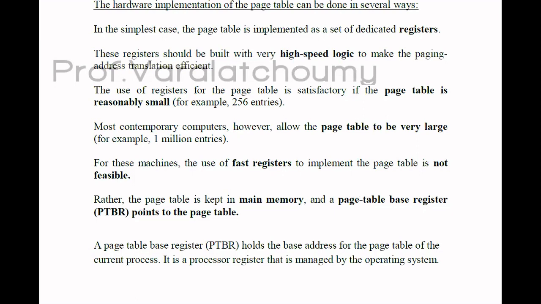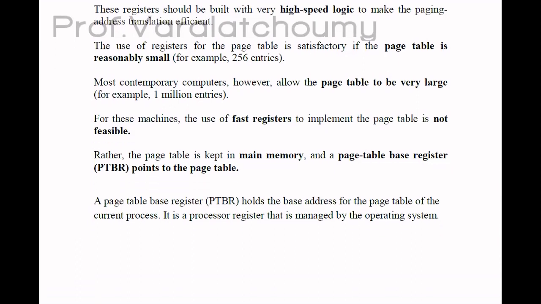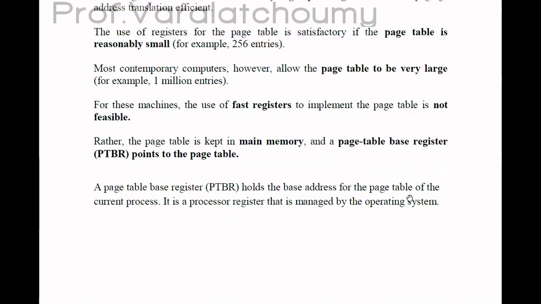Rather than storing the page table in registers or different components, we store the page table itself in the main memory, and we maintain a pointer to this page table in the main memory. That is nothing but the PTBR. So the PTBR points to the page table in the main memory. The PTBR holds the base address for the page table of the current process.